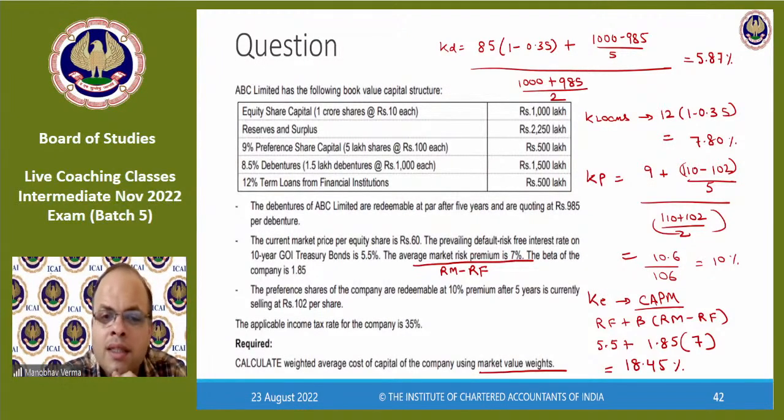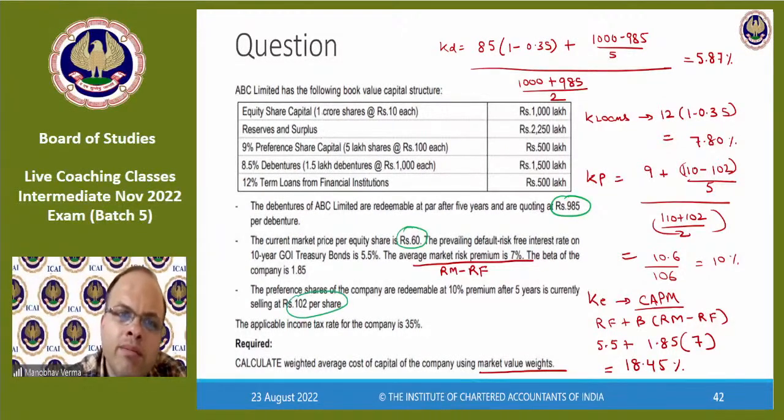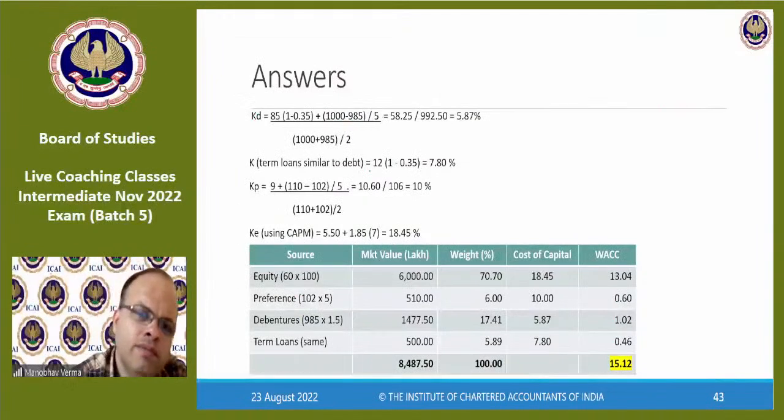Now, the ultimate requirement of calculating the weighted average cost of capital is using the market value weights. It is very important that we know what the weights are in terms of the market value. So, a few important things here. They're talking about the current market price of 985, then equity at 60, preference share at 102. But you also need the numbers, right? So equity shares are 1 crore, preference shares are 5 lakhs, and 8.5% debentures are 1.5 lakh. So you have to just multiply these and calculate my market value here.